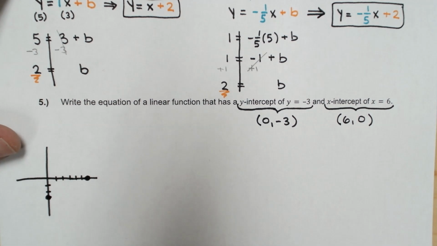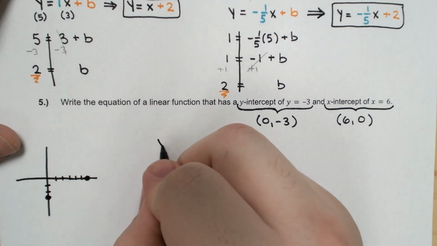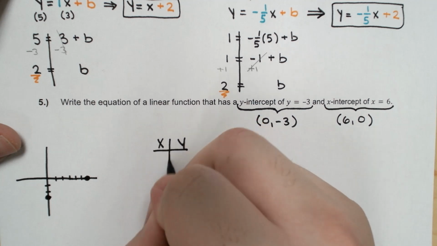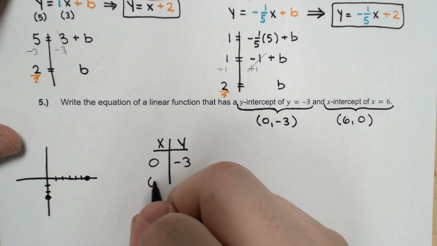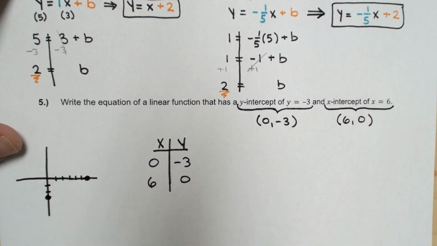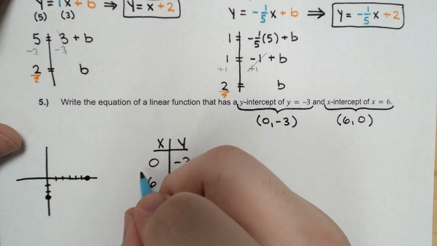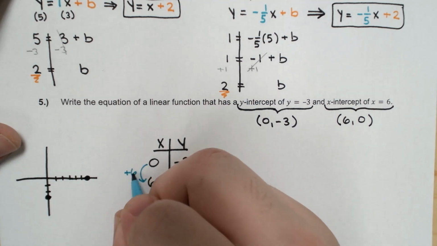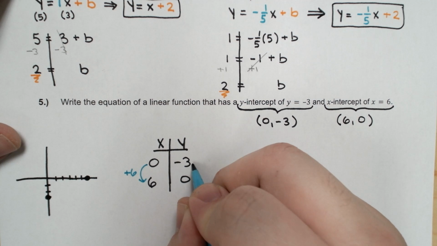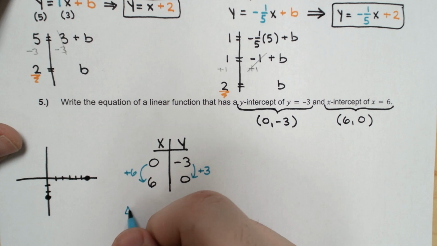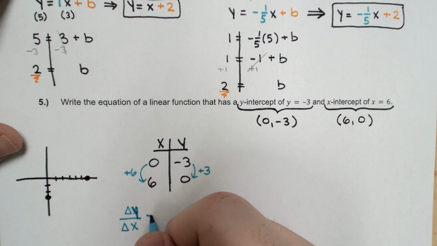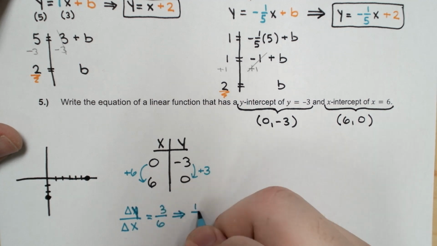So, now I can figure out my slope by putting those 2 ordered pairs into a table. 0, negative 3, and 6, 0. The change in the x values from 0 up to 6 is plus 6. The change in the y values from negative 3 up to 0 is plus 3. The change in the y divided by the change in the x comes out to 3 divided by 6, which is just 1/2.